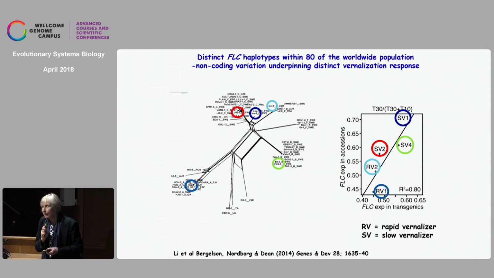Okay, so that was one. That's where we are with that one. How about another haplotype here? This one, again, tends to be from northern Sweden.